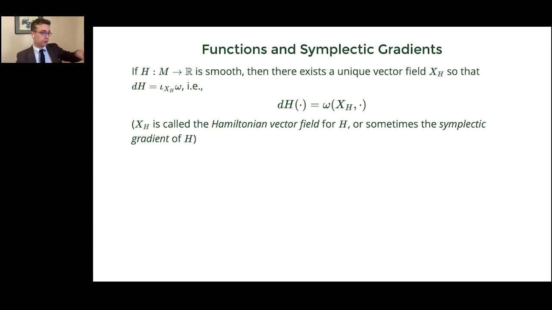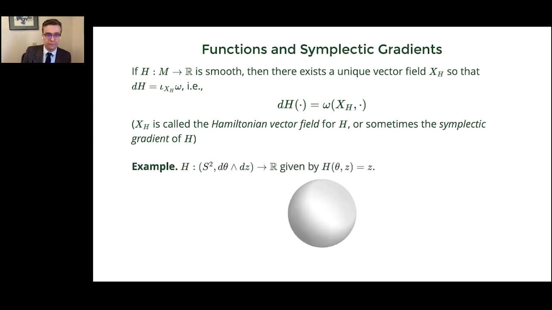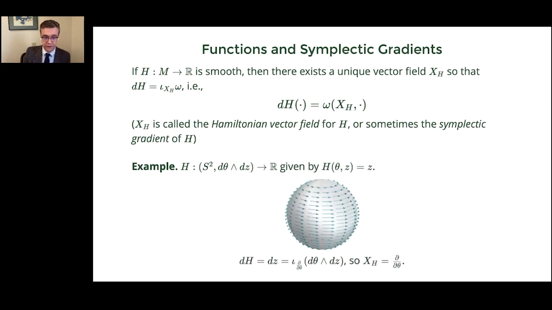So given a smooth function on a symplectic manifold, I get an associated vector field, which is usually called the Hamiltonian vector field. Sometimes I've seen it called the symplectic gradient, which is morally not a terrible way of thinking about it. So if we think about the example of the two sphere, and I take my function to be the height function, so h of a point gives me back the z coordinate, what's the associated vector field?